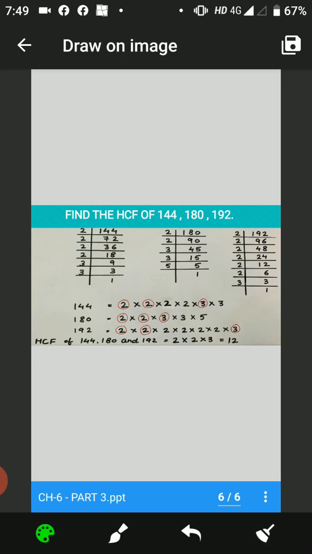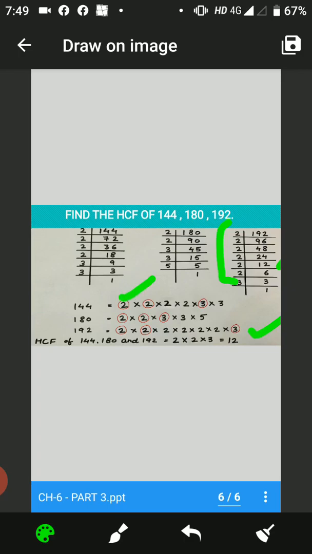Now we do 192. 192 is an even number, so it comes in the 2 table, and it comes at the 96th position. Now 96 comes in the 2 table at the 48th position. Then does 48 come in the 2 table? Yes, at the 24th position. In this manner we will find it out. Clear? And now all these factors we will get and write here. Now we will find the common factors.